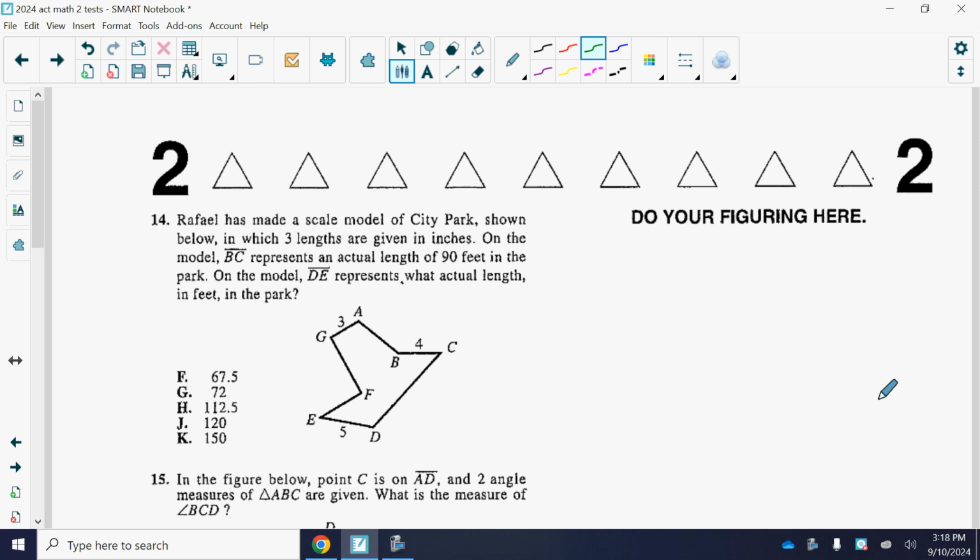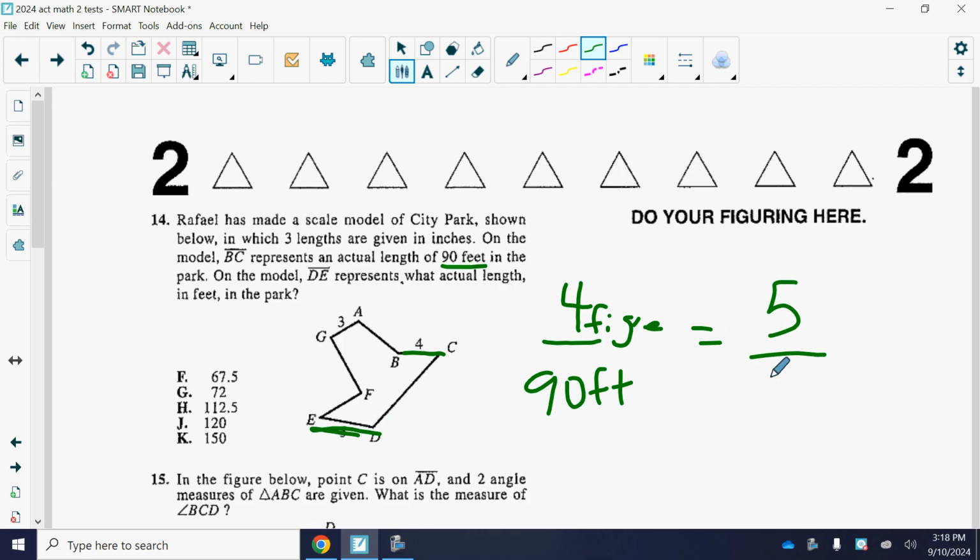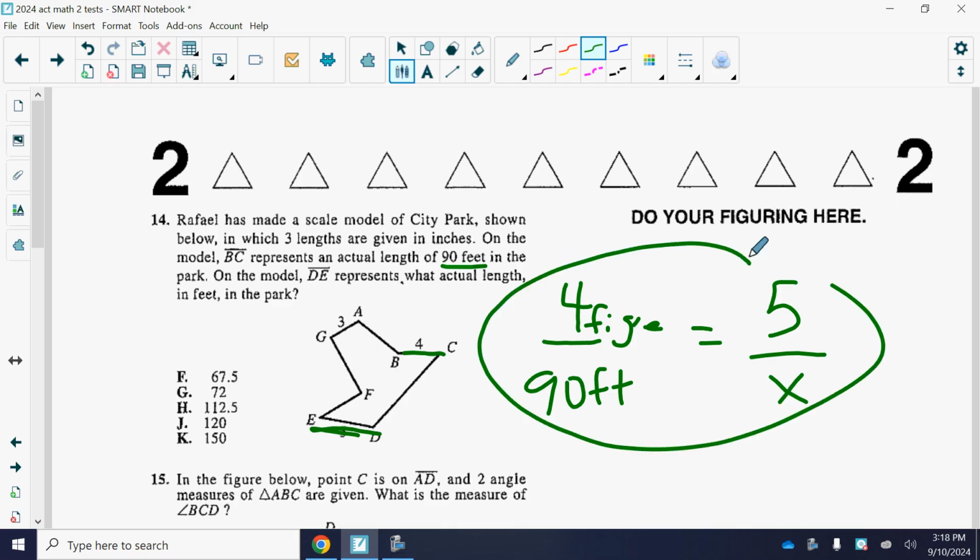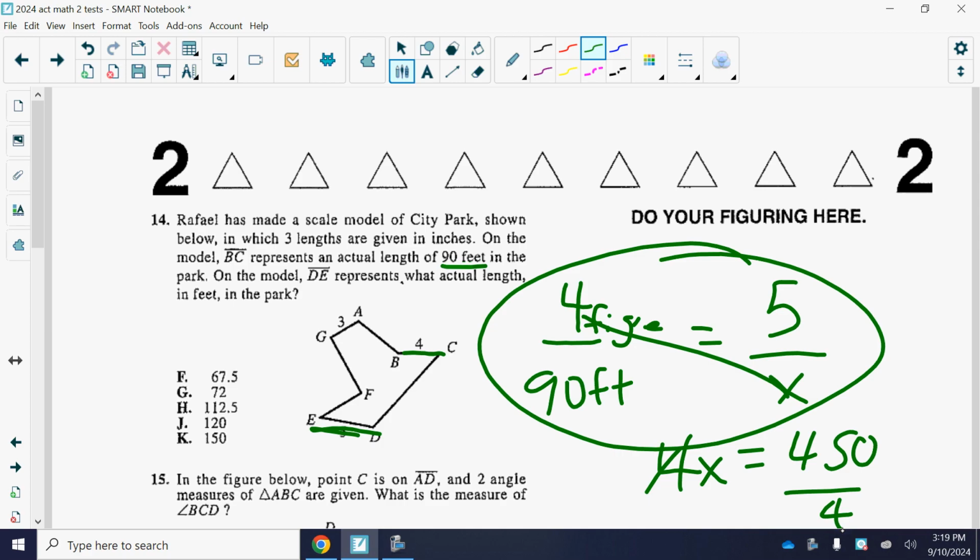Oh boy, what is this? Ratio proportion, huh? So BC, that's 4, represents 90 feet. So 4 on the figure is 90 feet. So what is DE? Well, DE is 5. So 4 is 90 feet, 5 will give me what? It's a ratio proportion, so you just cross multiply. 4x is 450. You divide by 4, and that 112.5 is looking good there.